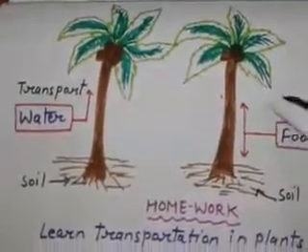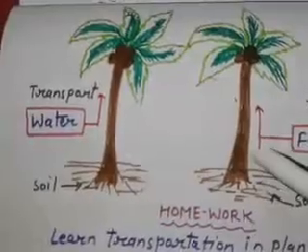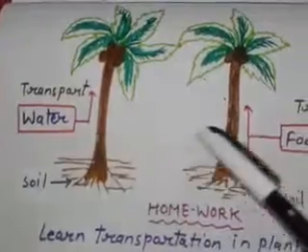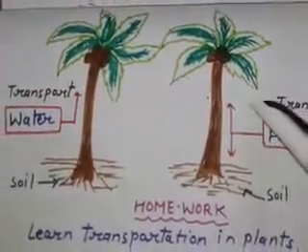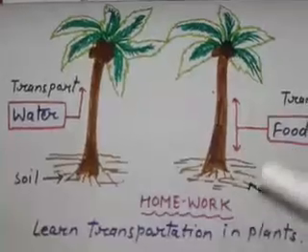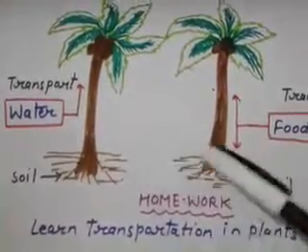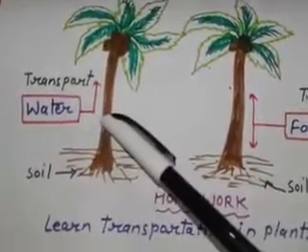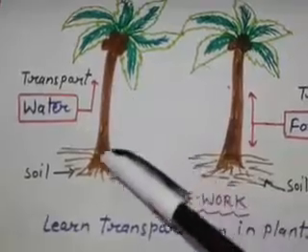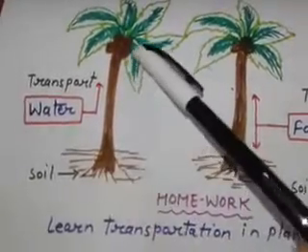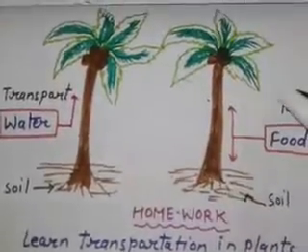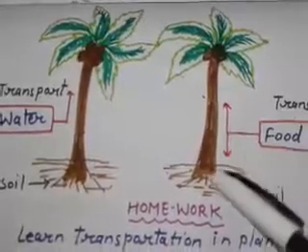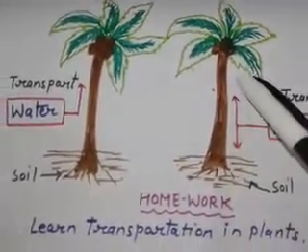Students, just look at this diagram. There are two plants in which the transportation of water is located and the transportation of food is located. Now see what are the differences between these two kinds of transportation. Transportation of water takes place in only one direction. It is only from the root to the upper part of the plant. But the transportation of food takes place in both directions. It is downward and also in upward direction. Okay.